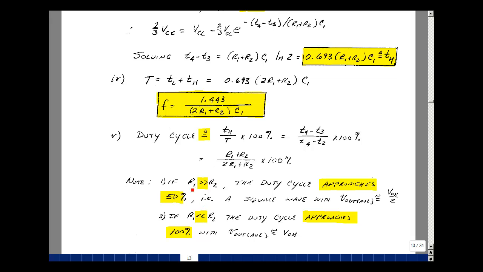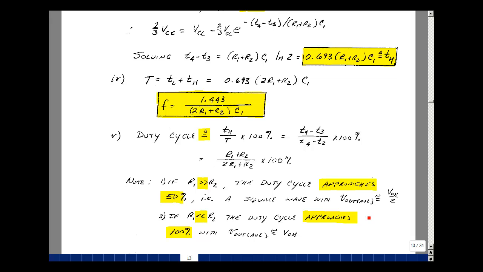Now, if the resistor R1 is much, much greater than R2, if you look at the algebra here, then this term drops out and you just get basically a half. So you get a duty cycle of 50%. That would mean a square wave, basically. The other case is if R1 were much, much less than R2. In other words, this is much, much smaller than this, then our duty cycle approaches 100%.